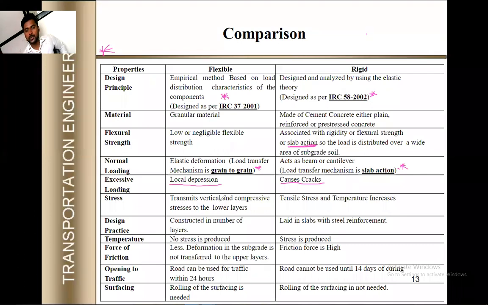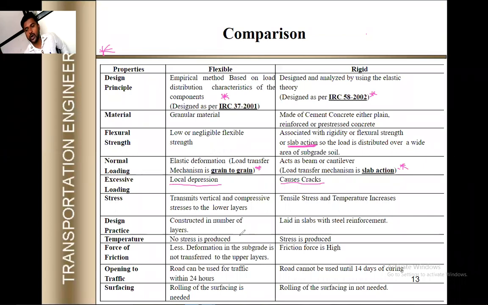Stress: transmit the vertical and compressive stress to the lower layer. Tensile stress and temperature stresses are there. In the rigid pavement there will be more temperature stresses as compared to the flexible pavement. Design practice: the flexible pavement is constructed in a number of layers. The rigid pavement is only one layer. It may be plain concrete, or reinforced concrete if steel is provided in it.